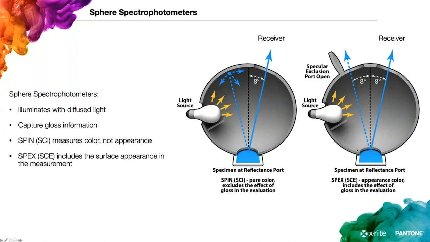So if we're measuring in spin mode, spin excludes the effect of gloss. Now if we measure in spec mode, we're measuring the appearance of the color. So we include the evaluation of gloss in the measurement. In this case, there's a specular exclusion port that's 8 degrees off of normal from the surface, which is opposite the receiver. So basically, all the light that comes in at the specular angle is lost to the sphere, and we only capture the light that doesn't include the specular information. So that's why we call it specular excluded.